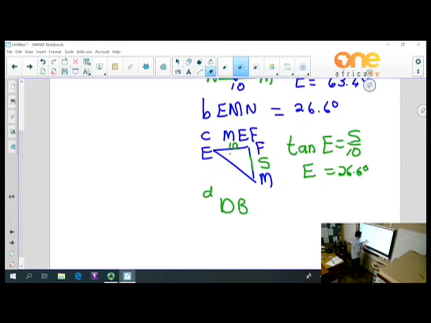So I will first find DB, which is then the square root of 200. And then to find that angle there, I can say that tan theta is going to be 10 over the square root of 200. This is 10 squared plus 10 squared, and my answer is 35.3 degrees there.